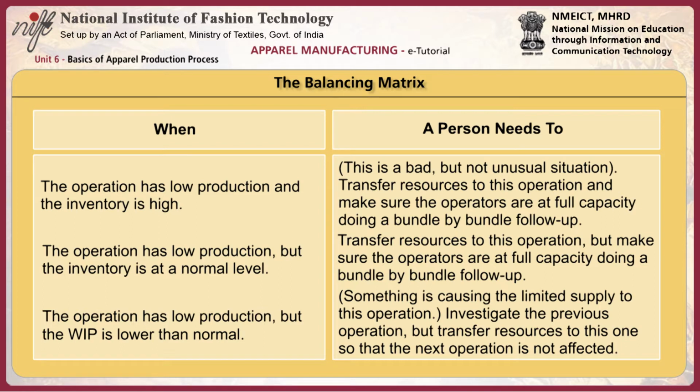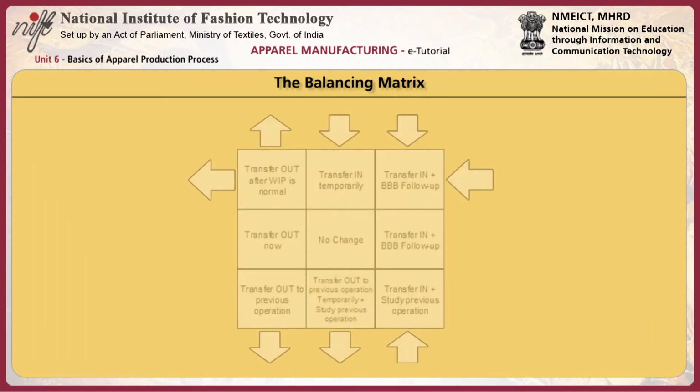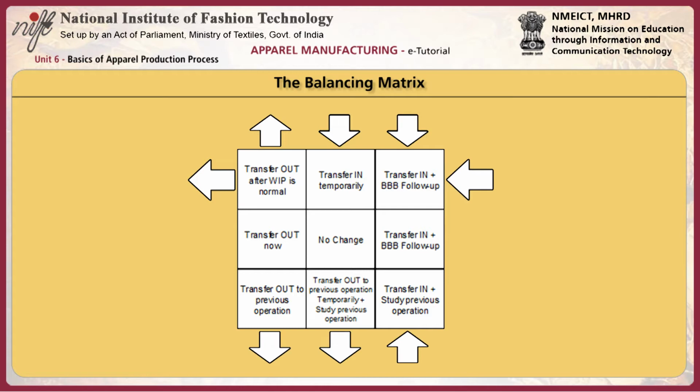When the operation has low production but the WIP is lower than normal, something is causing the limited supply to this operation. Investigate the previous operation but transfer resources to this one so that the next operation is not affected. This is the balancing matrix.